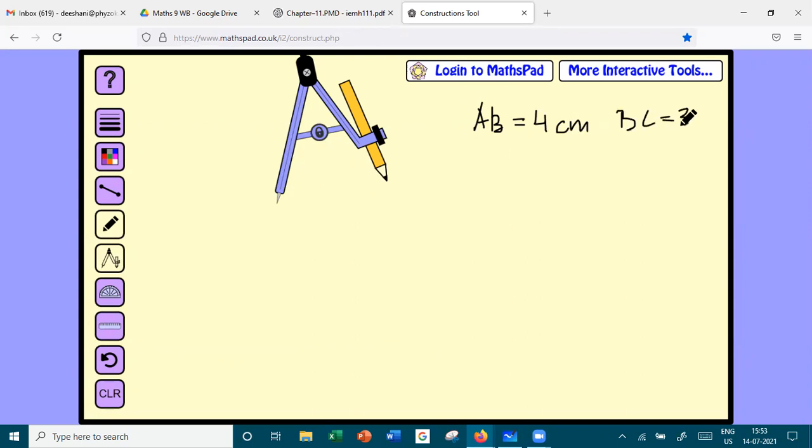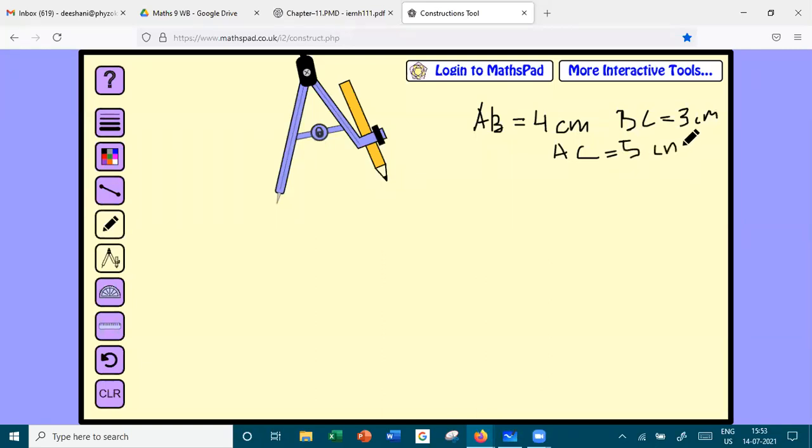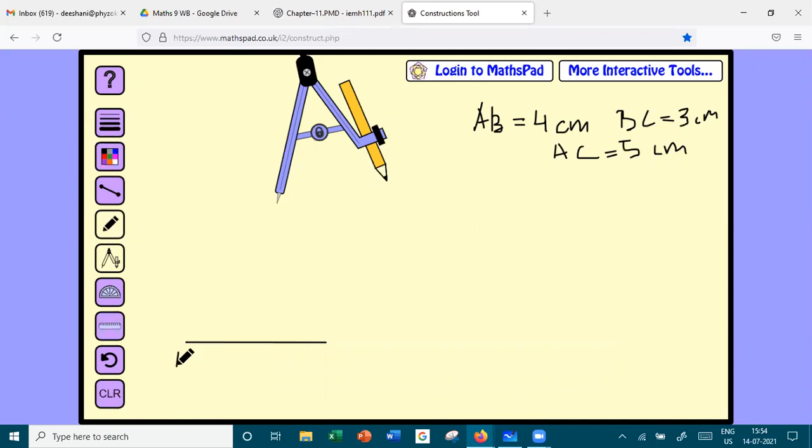BC is 3 centimeter and AC is 5. Okay, this is AC and this is 5 centimeter. Ma'am, your voice is breaking again. Okay, I just said this is AC and this is 5 centimeter. No, it wasn't breaking, but there was a disturbance. Okay. Yeah, it has almost stopped raining, so it should be back to normal now.